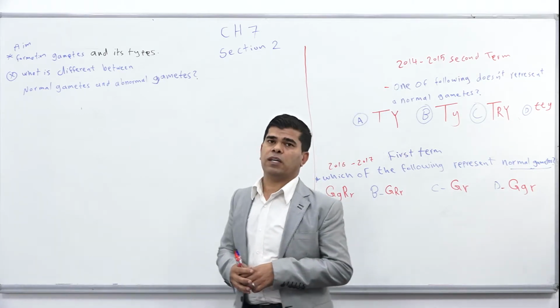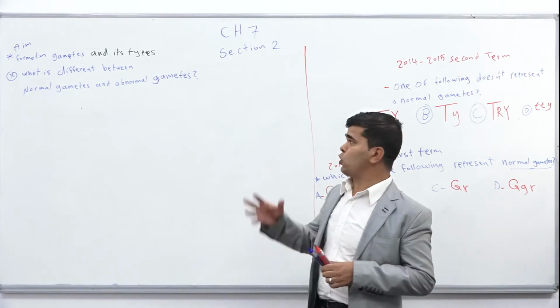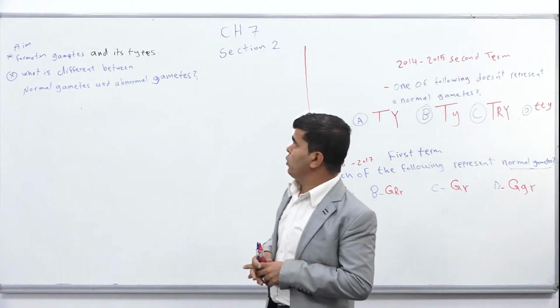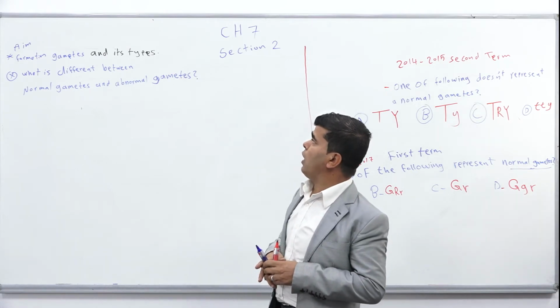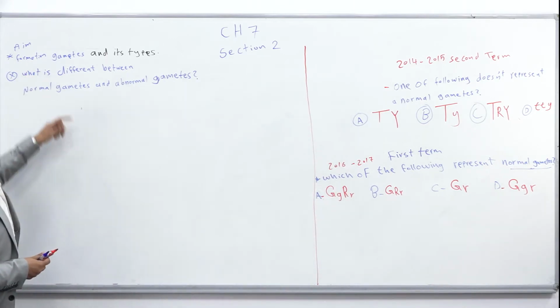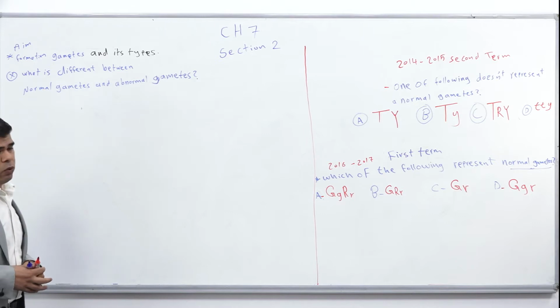So today we discuss chapter 7, section 2. Some students have struggled with this point. Our aim of the lesson is to discuss the formation of gametes and their types. The second point is the difference between normal gametes and abnormal gametes.